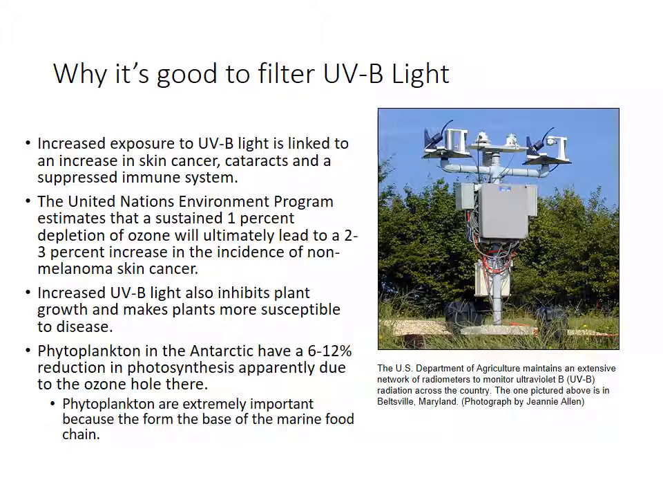And phytoplankton are really important because they're the base of the marine food chain. So if we start seeing them decreasing, we can expect to see animals all throughout the food chain decreasing. The figure there on the right shows a monitoring station for UVB radiation, and the U.S. Department of Agriculture has these across the country to monitor how much UVB radiation is hitting the Earth's surface.